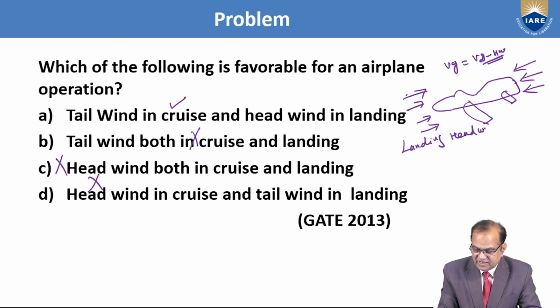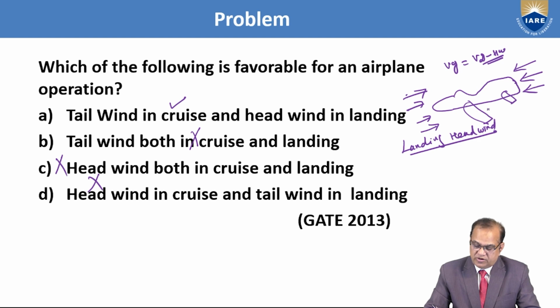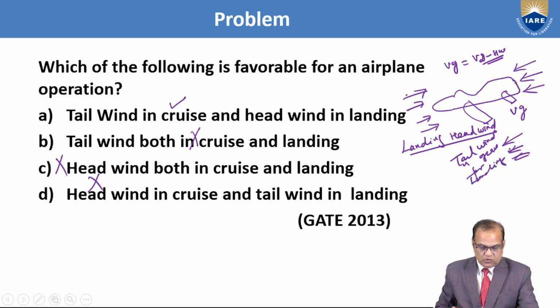Headwind gives more lift coefficient, more drag also. During the cruise, we want more distance, Vg should be high. So tailwind is good for cruise and headwind is good for landing. So this is your correct answer A.